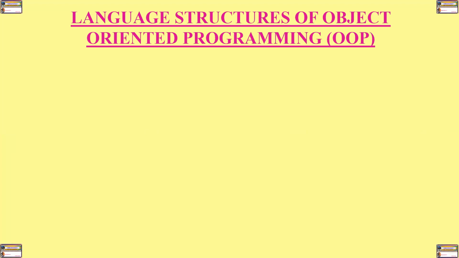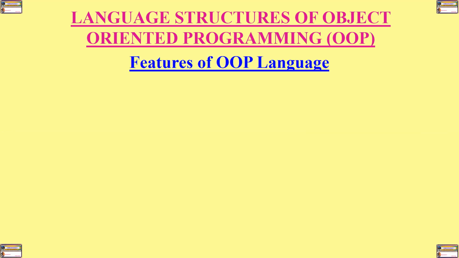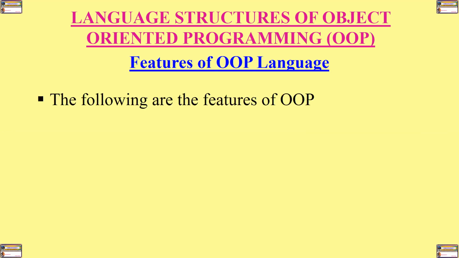This tutorial is a continuation of the topic by the title, language structures of object-oriented programming. We are going to begin by looking at the features of object-oriented programming languages. An object-oriented programming language has the following features.